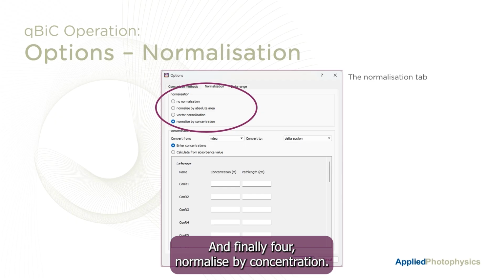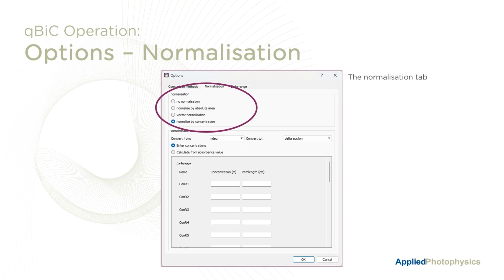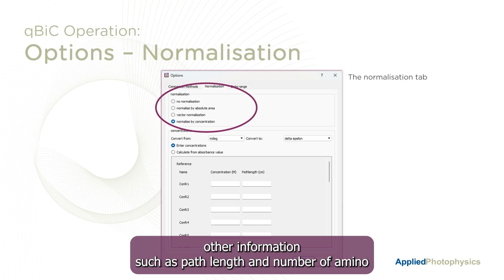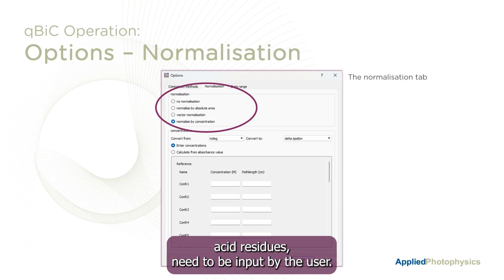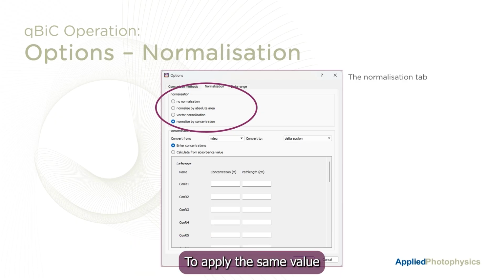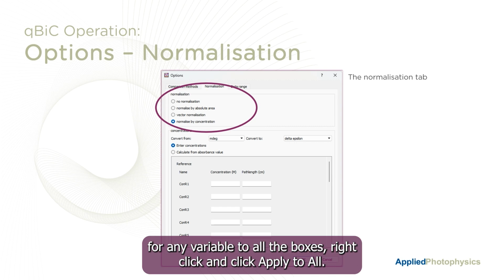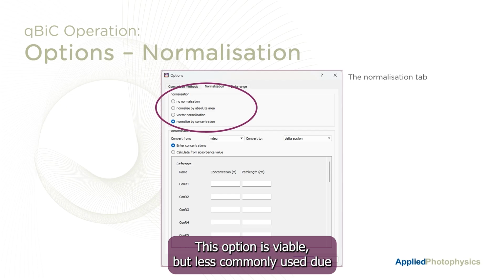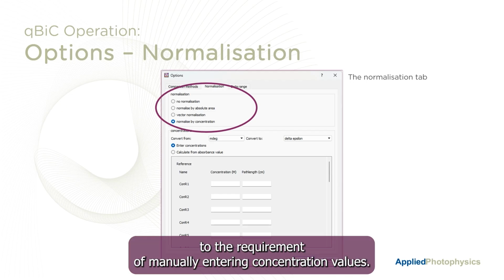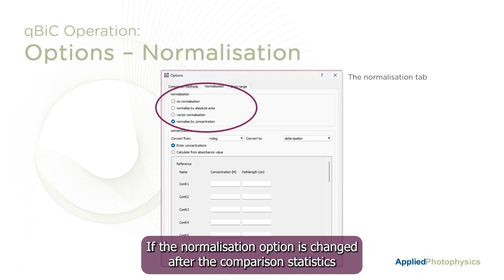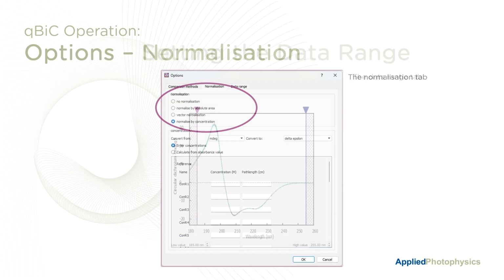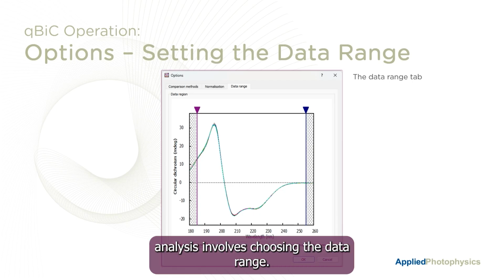And finally, 4. Normalize by concentration. The sample concentration or absorbance, and in some cases other information such as path length and number of amino acid residues, need to be input by the user. To apply the same value for any variable to all the boxes, right-click and click Apply to All. This option is viable but less commonly used due to the requirement of manually entering concentration values. If the normalization option is changed after the comparison statistics have been calculated, they will be recalculated when OK is clicked. One final aspect of data analysis involves choosing the data range.